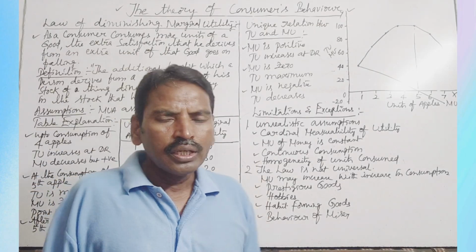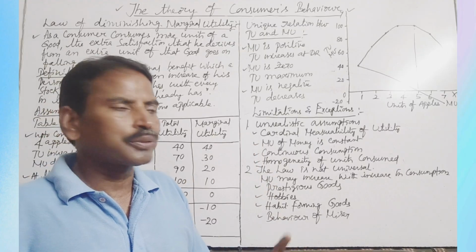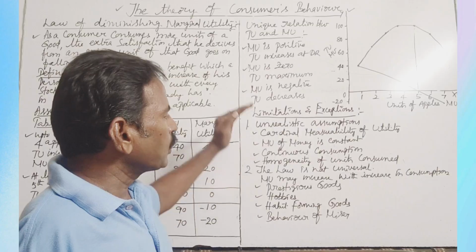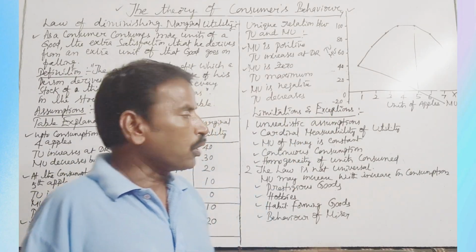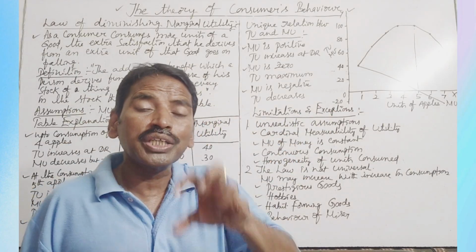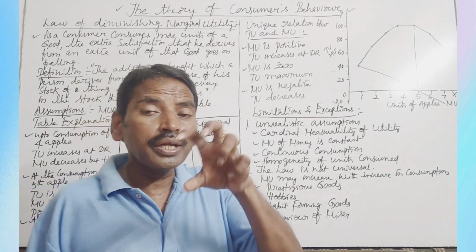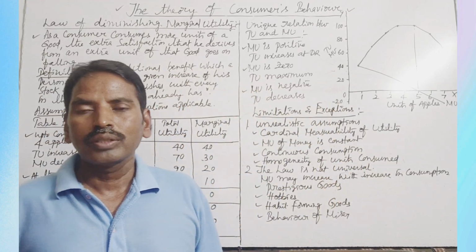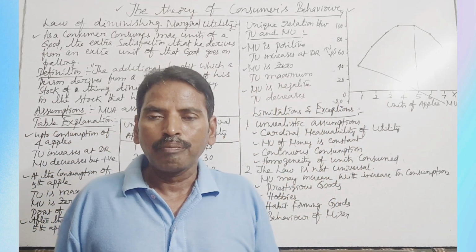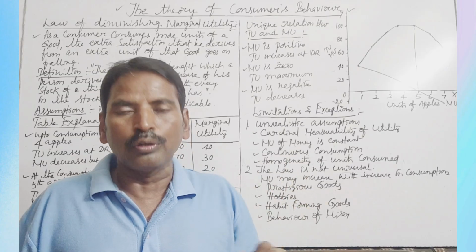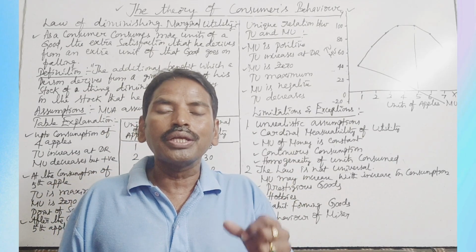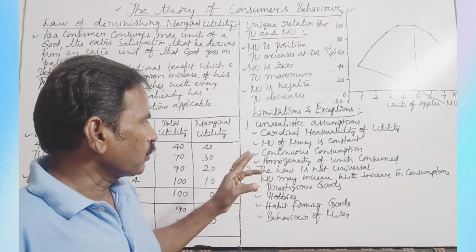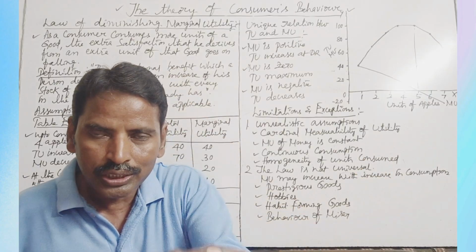Next, this theory has some exceptions or limitations. The law of diminishing marginal utility has some limitations and exceptions. Point number 1: there are some unrealistic assumptions. One is cardinal measurability of utility. Utility is a subjective concept, a psychological phenomenon. So how can we measure utility in terms of numerical numbers? So cardinal measurability of utility is an unrealistic assumption.